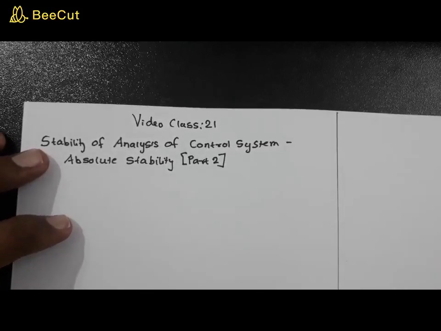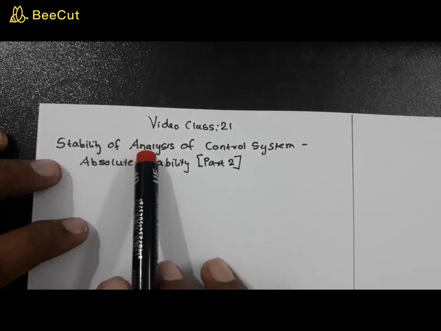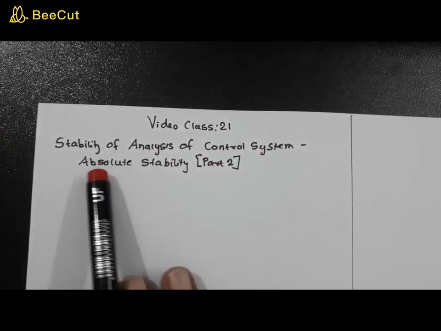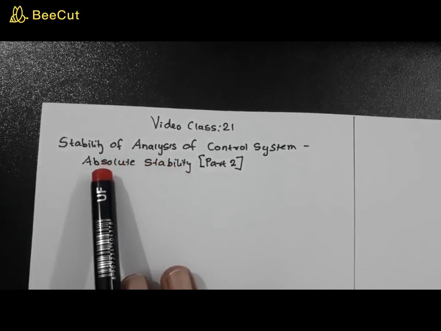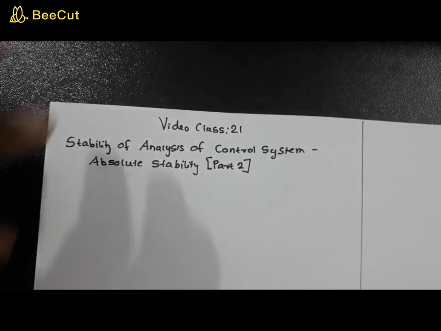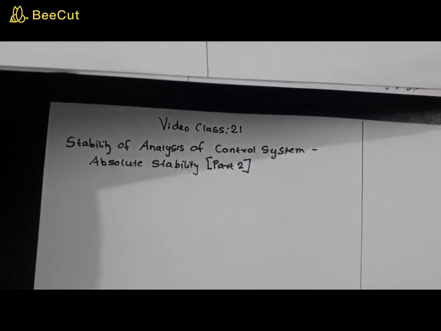So, welcome to video class 21, that is stability analysis of control systems, and the stability that we are dealing with in this module or in this class is also on absolute stability, part 2. So in part 1 we have seen a method by which you can have knowledge about the absolute stability of a system.